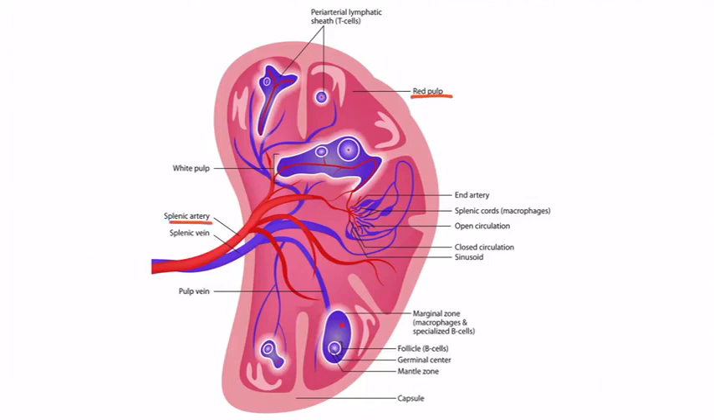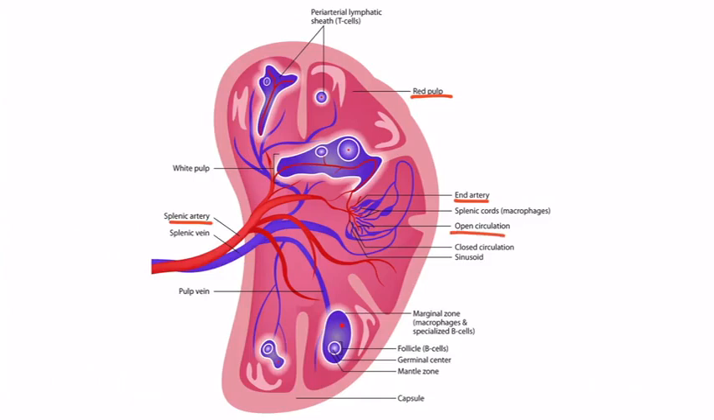The red pulp has one major purpose. It filters the blood. Let's walk through how this happens. The splenic artery branches into smaller arteries, which are known as end arteries. These are unique because their structure allows the cells in the vasculature, such as red blood cells, to flow into the surrounding tissue. They also don't directly anastomose with other vessels, hence the name end artery. This type of circulation, which allows the blood to flow into the surrounding tissue, is also known as open circulation.